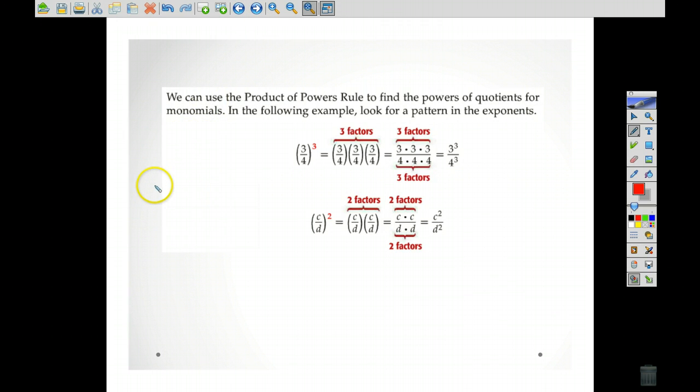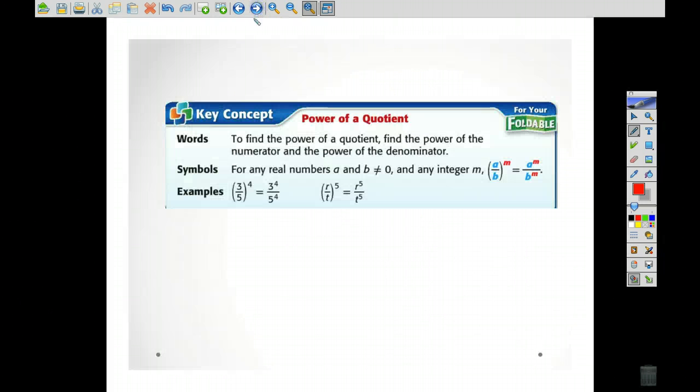Welcome back. We can use the product of powers rule to find the powers of quotients for monomials. In the following example, look for a pattern in the exponents. Here you have 3 to the 4th in parentheses to the 3rd power. That means 3 times 3 times 3, and 4 times 4 times 4, so you have these factors. That means 3 to the 3rd, 4 to the 3rd; c to the 2nd, d to the 2nd. You're just applying the power to everything within the parentheses.